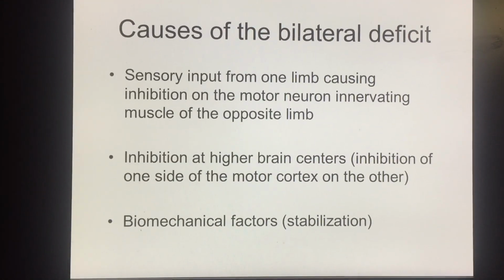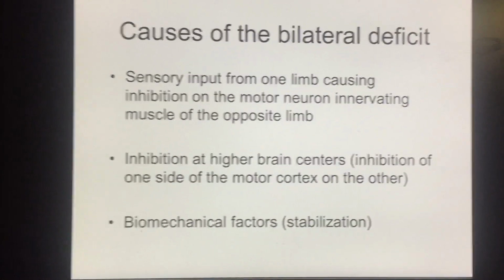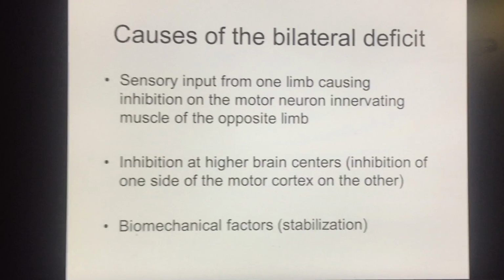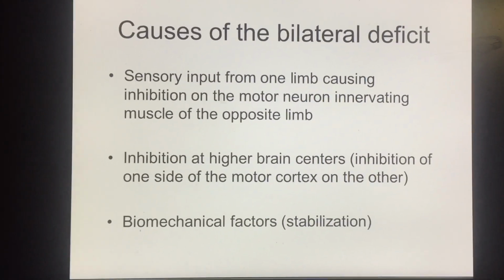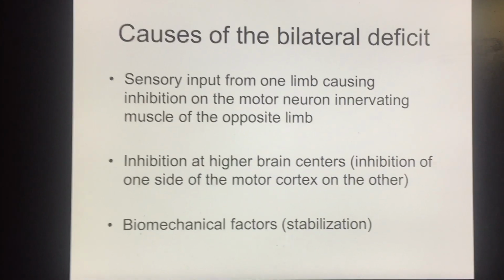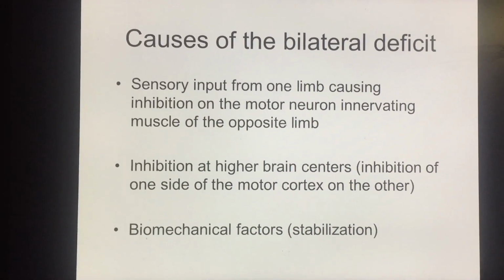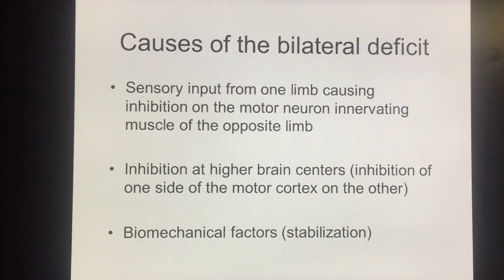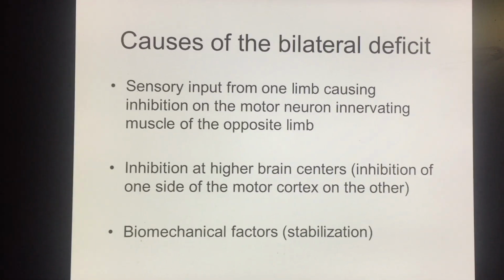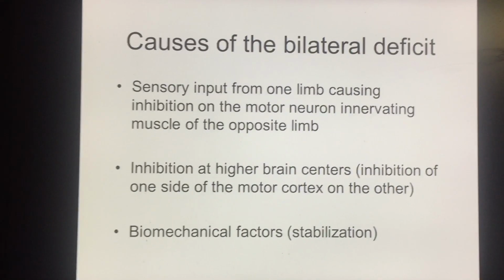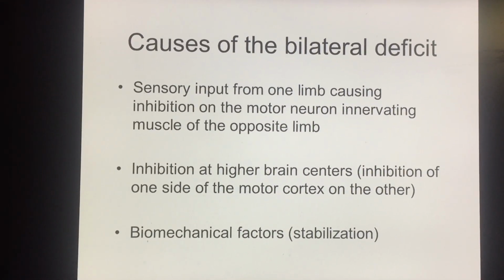So when you contract one side of your body, if you're contracting the muscles on the right side of your body, that's controlled by the left side of your brain, and the right side of your brain controls muscles on the left side of your body. And so if you're contracting both sides of your body, right and left limbs at the same time, it's thought that there might be interference between the 2 sides of the brain, and that might cause the bilateral deficit.